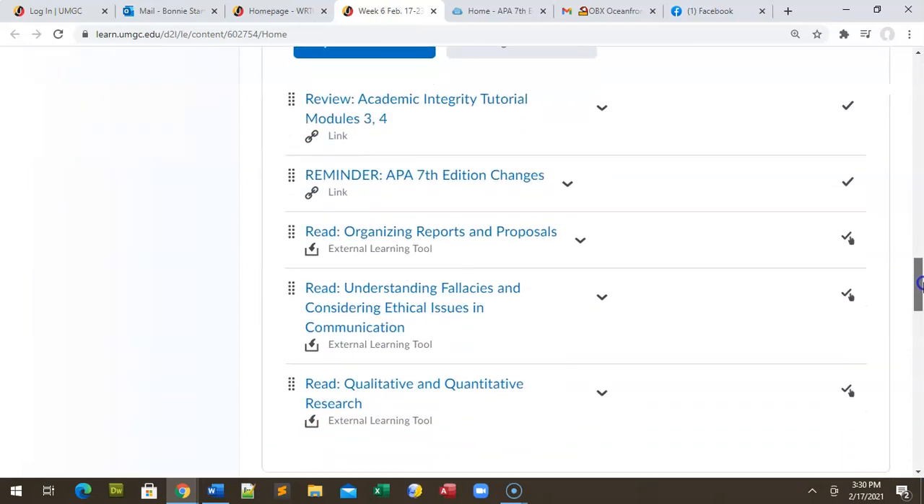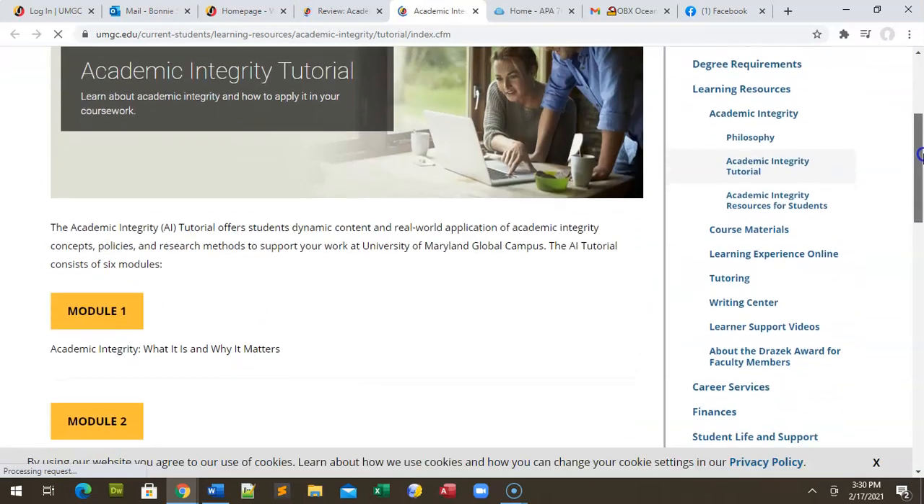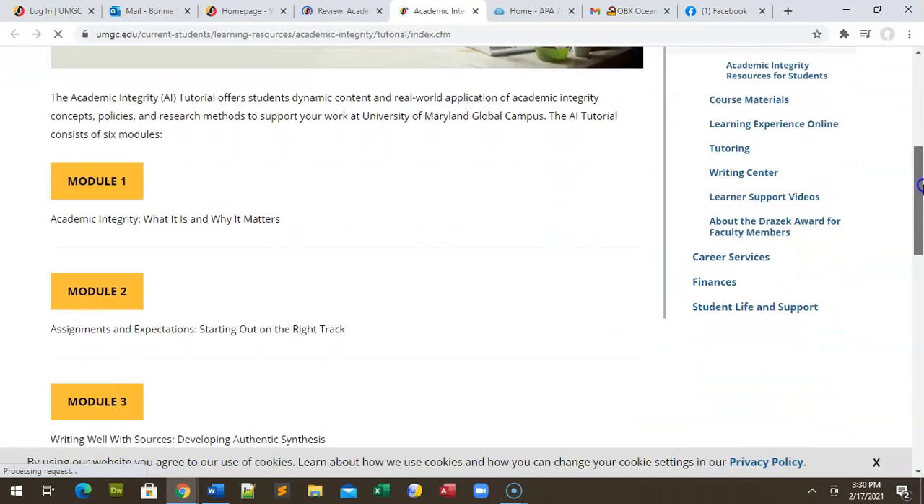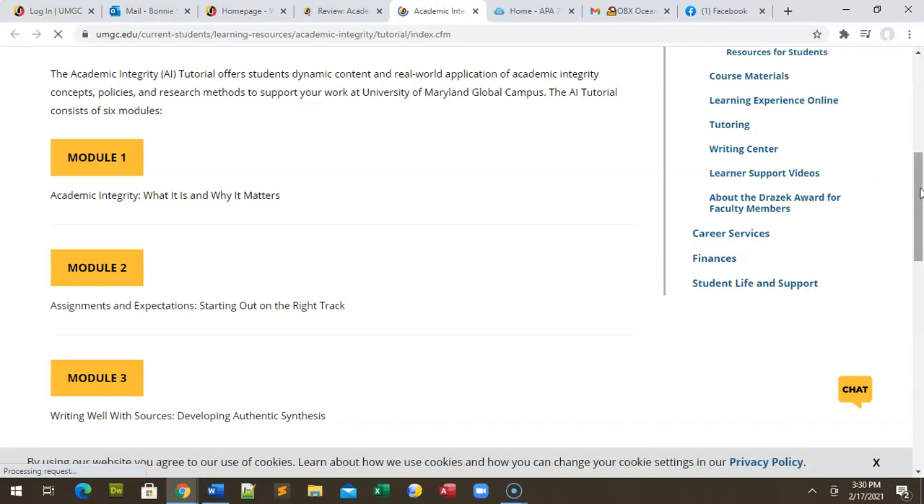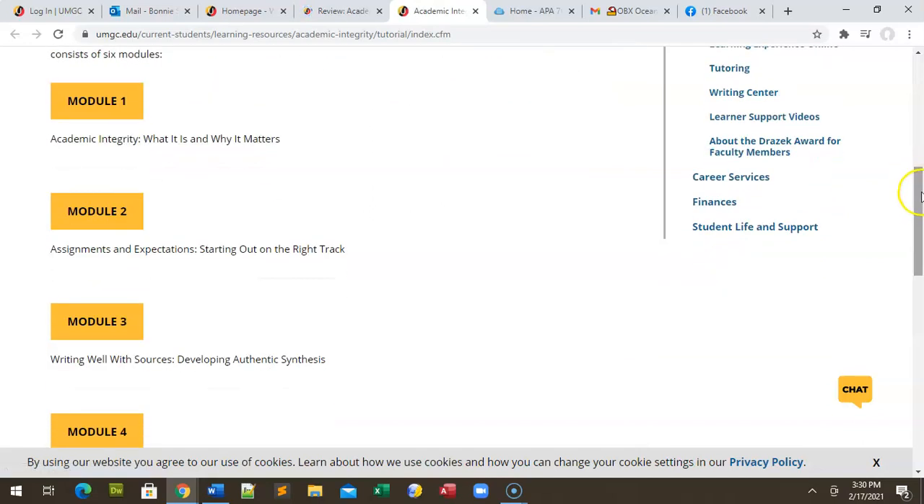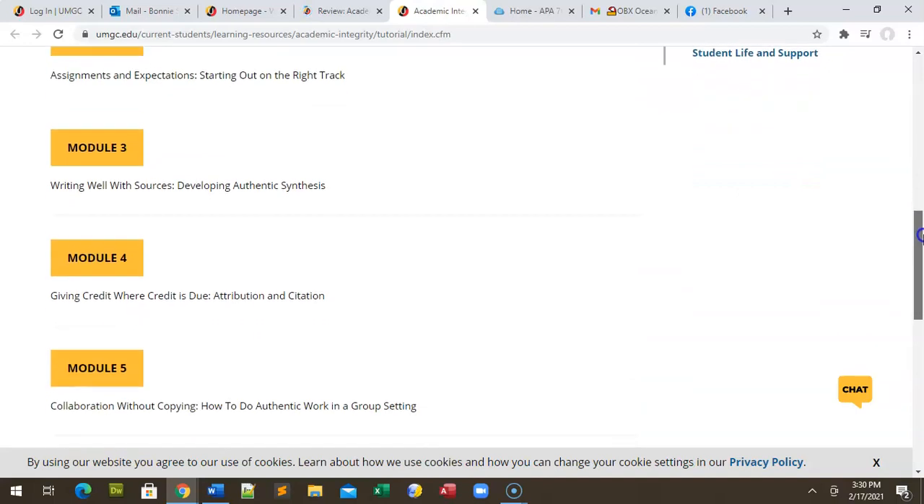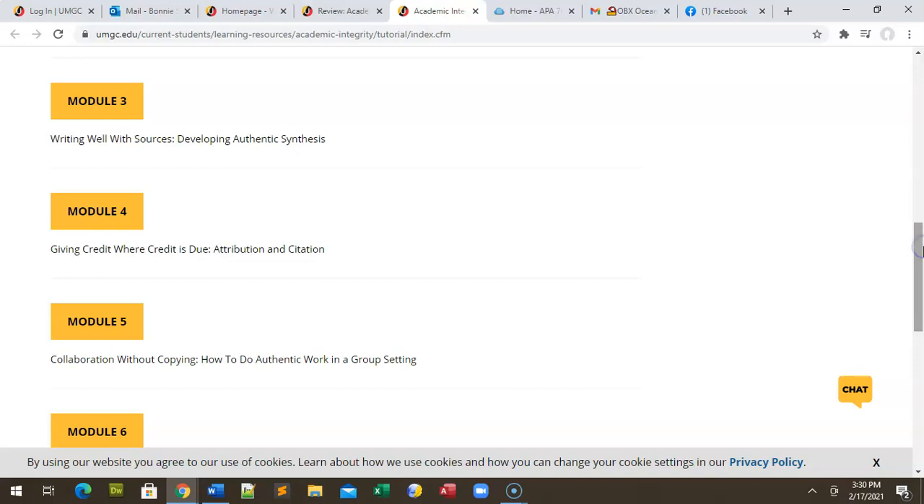Okay, we're going to look at the academic integrity lessons weeks 3 and 4. You've already looked at 1 and 2, which was academic integrity, the overview of what it is and why it's important. Assignments and expectations, starting out on the right track. Then this week you're going to be looking at developing authentic synthesis.